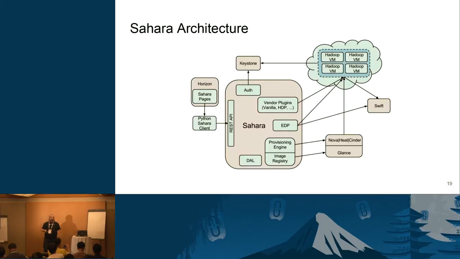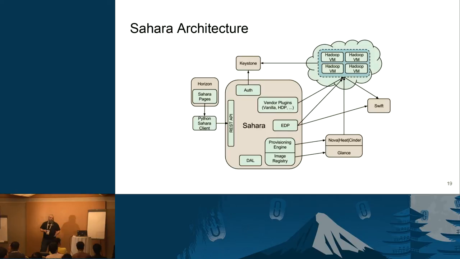What we're looking at here is the general Sahara architecture. This is the core of Sahara. It integrates with OpenStack in the way that many services do. Up on the left there, you've got Horizon and the Sahara pages that are integrated there. They talk through a standard Python client that's similar to many of the other services in OpenStack, and which speaks to the REST API that Sahara exposes.